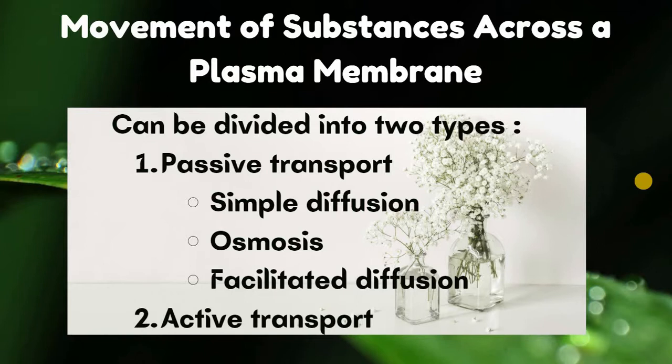The second type of the movement of the substance is active transport. I repeat, there are two types of movement of substance across the plasma membrane. The first type is passive transport, which can be divided into three types: simple diffusion, osmosis, and facilitated diffusion. And the second type of transport is active transport. Next, we have to go one by one.